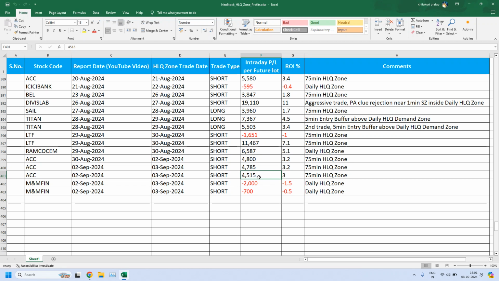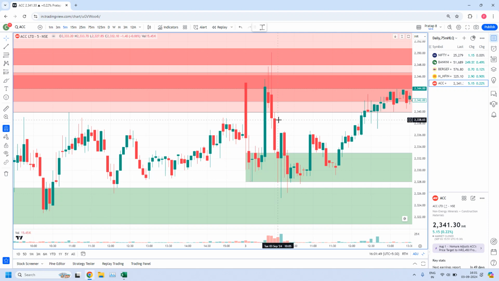Whoever is using the aggressive trade mechanism based on the price action clue rejections, this trade would have been executed, and after that it sharply reached the new target. After that it even reached further.